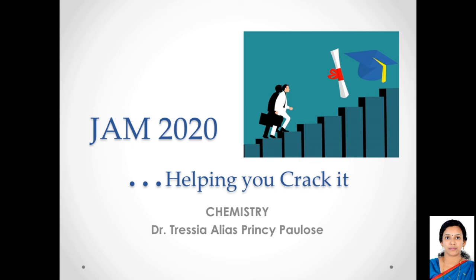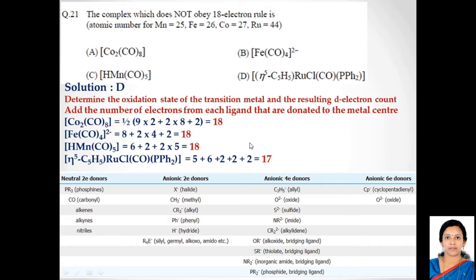Hello everybody, let's solve the JAM 2020 chemistry question paper today from question number 21 to question number 25. Moving to question number 21: the complex which does not obey the 18 electron rule is. Four transition metal complexes are given as options, and out of these four, you have to choose the complex which does not obey the 18 electron rule.